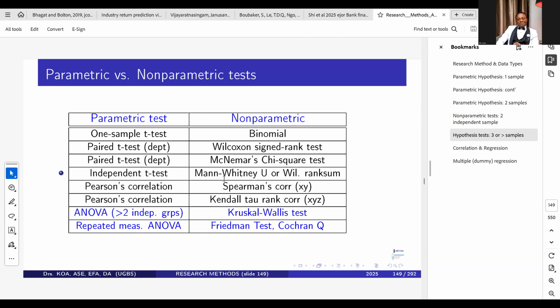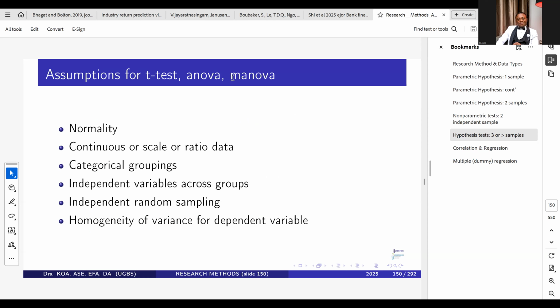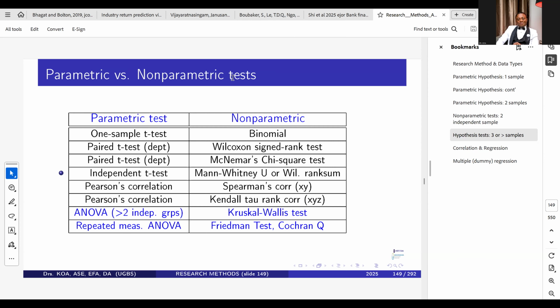They don't know each other. The groups are independent. But where the groups are dependent, we call it repeated ANOVA.